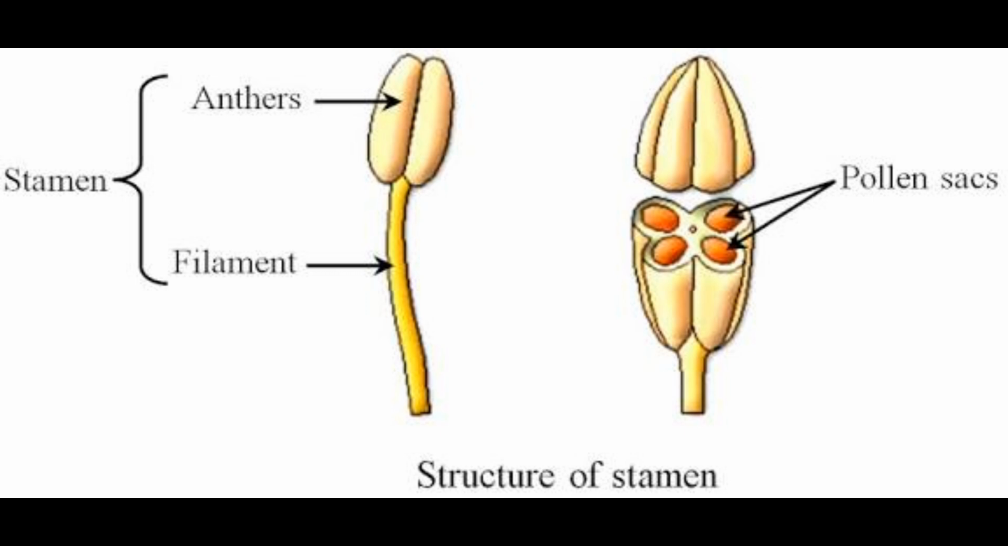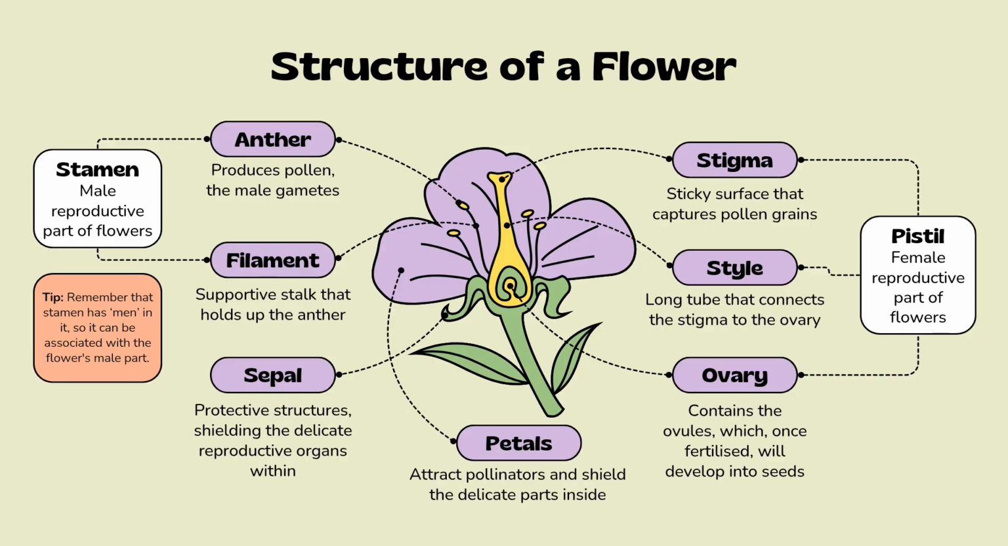The stamen has two main parts, the anther and the filament. The anther is the top part. This is where pollen is produced. Pollen contains the male gametes, which are basically the male reproductive cells. The filament is the thin stalk that holds the anther up. You can think of it as a support stand that says, "Hold the pollen high."